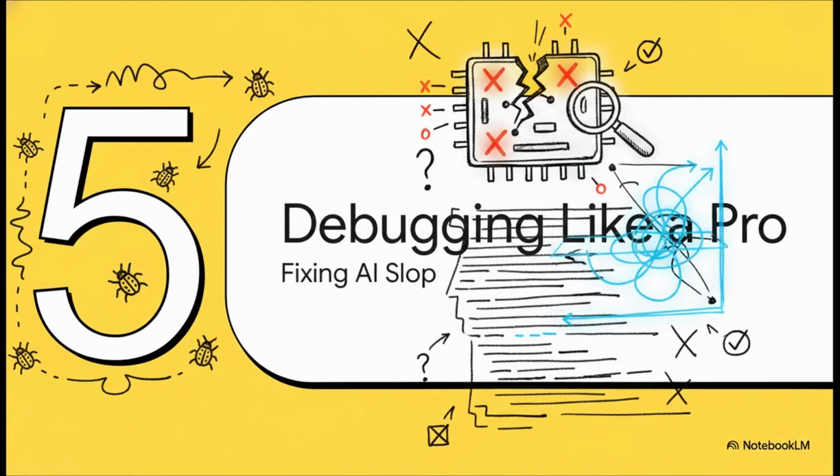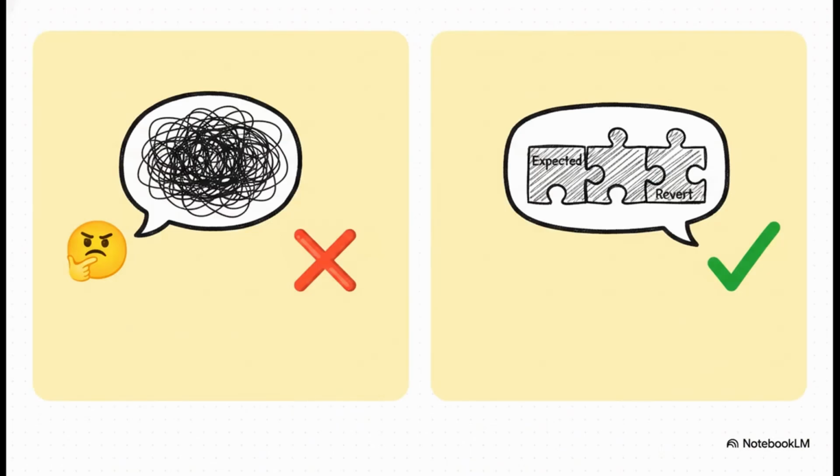Section 5. Debugging like a pro. Fixing mistakes and AI slop. Because things will inevitably go wrong, you've got to master debugging. But in vibe coding, debugging isn't about code. It's all about communication. When the AI totally misunderstands you, like, say it messes up your hero image when you actually asked for a minimalist header, don't just yell, "Fix it!" at the screen.